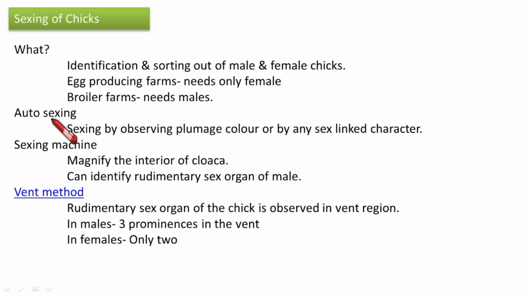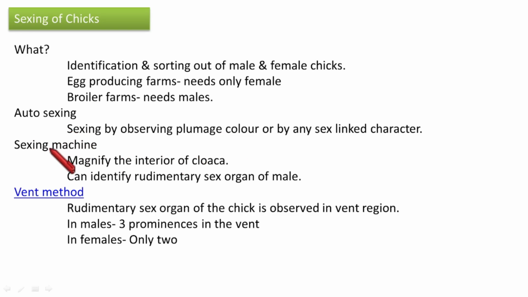For that, three methods are there: auto sexing, sexing using some machine, and also the vent method. So first, auto sexing means simply observing the chicks, and with respect to some sex-linked character, we identify whether it is a male or female. That will sometimes be based on the plumage color, or maybe depends upon its height, or anything like that. So that is auto sexing.